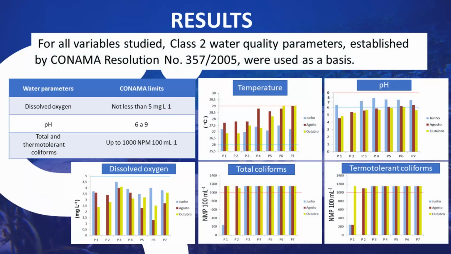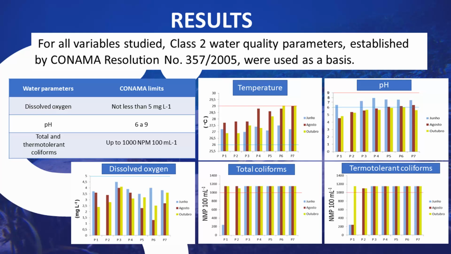The temperature in both months was between 26 and 29 Celsius in June. All pH values were within the limits established by CONAMA. In August, 57% of the samples showed values below the limit. In October, low values were again observed. As for dissolved oxygen, all samples were below the desirable threshold for fresh water.